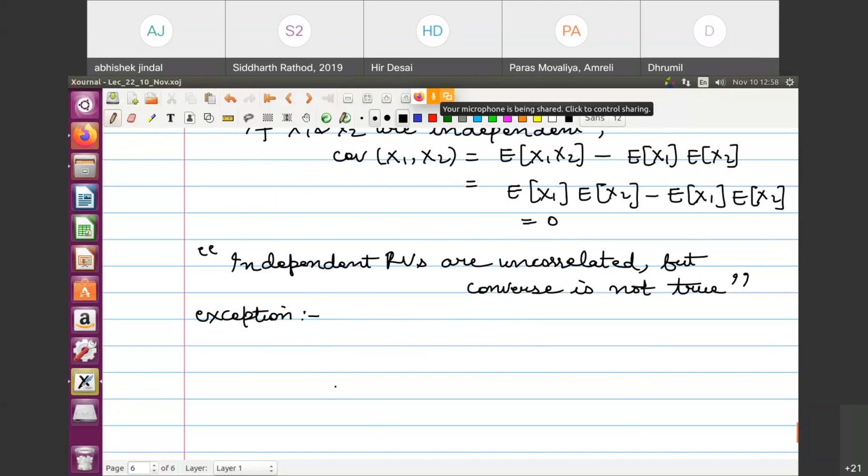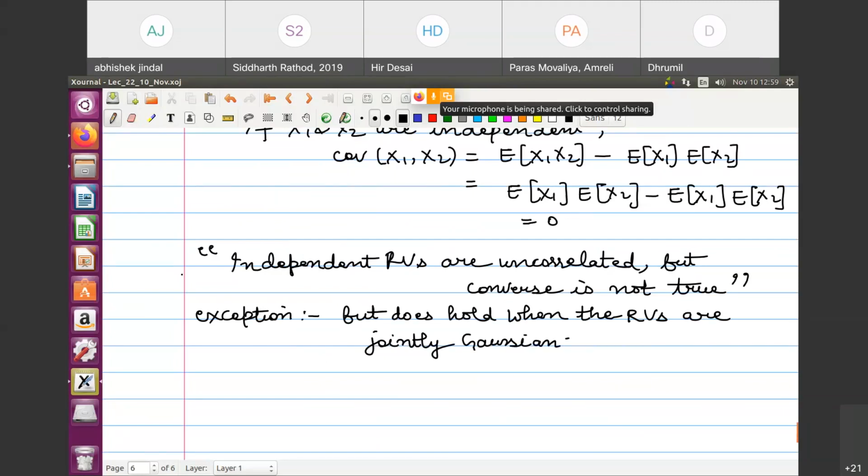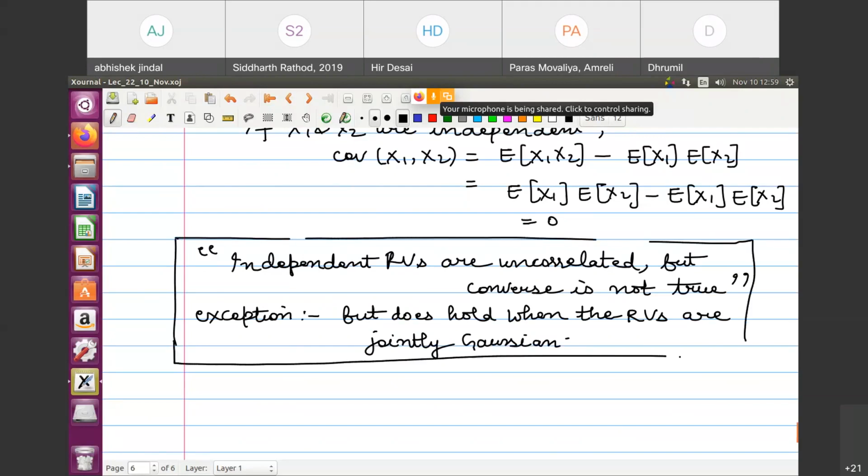So the exception is that the converse does hold when the random variables are jointly Gaussian. You must remember this; it is sometimes asked in interviews also, or if you are searching for jobs in the communication industry, this is a fact that you must know.